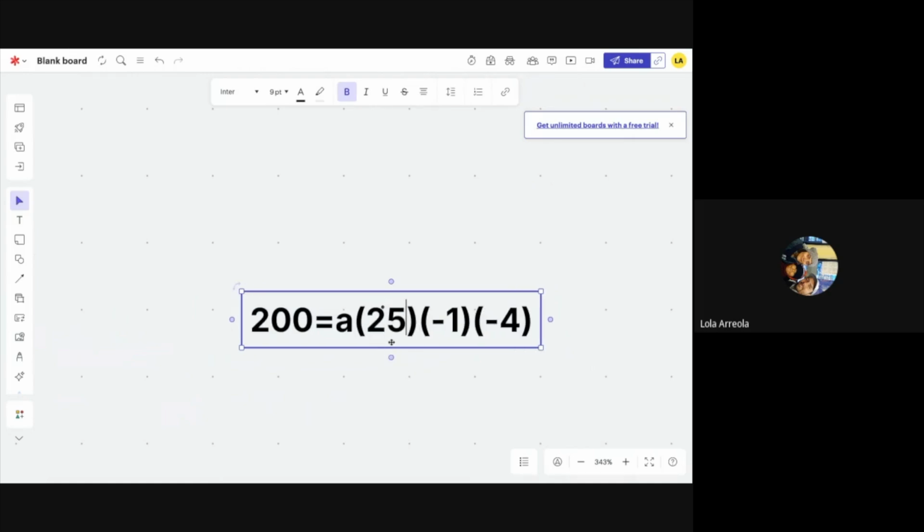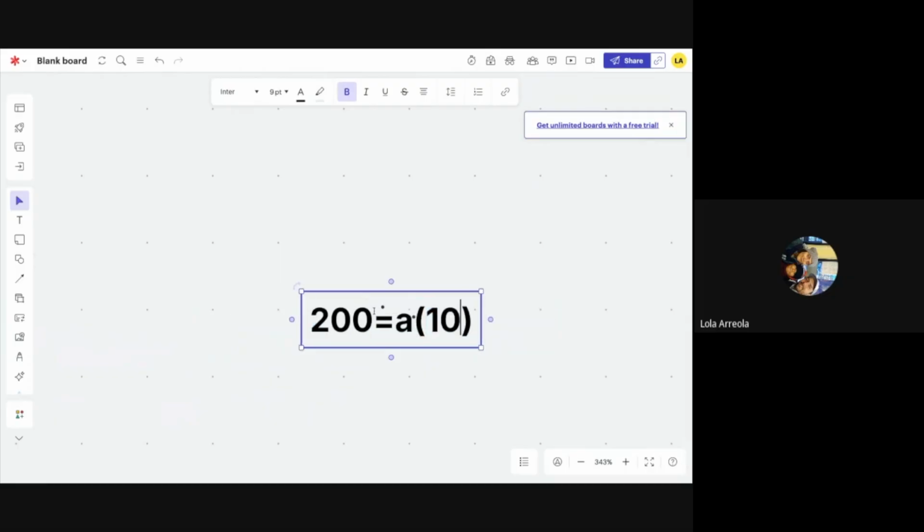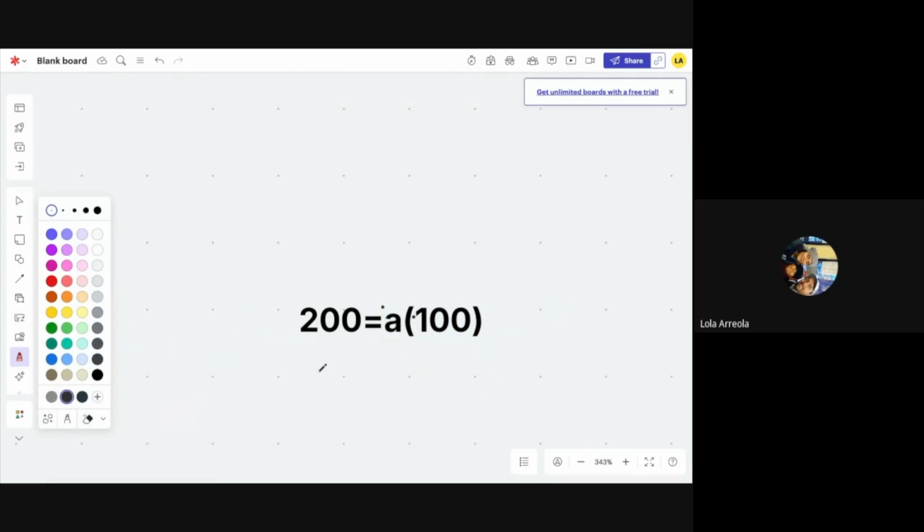25. Now that I addressed the parentheses and the exponent, next is PEMDAS multiplication and division. I see a bunch of multiplication. All these numbers right here, a times 25 times negative 1 times negative 4, they're all next to each other, so they're being multiplied. If I do 25 times negative 1 times negative 4 on my calculator, I get 100. Finally, I have a times 100. I'm solving for a, so to get rid of this 100, I have to divide both sides by 100. Cancel it out. So now 200 divided by 100 is equal to 2, and I solved for a.